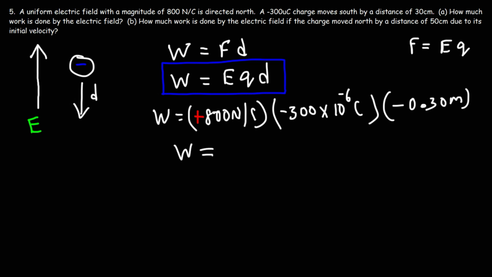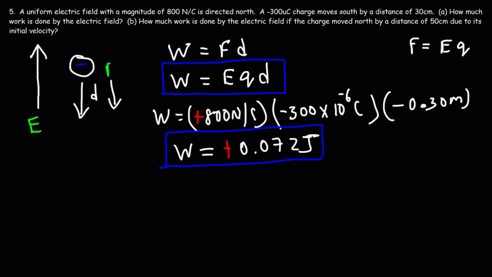So the work done in this example is positive 0.072 joules. And it makes sense why this answer would be positive. The negative charge is going to feel a force that will accelerate it in the opposite direction to the electric field. So because the electric field is directed north, the negative charge is going to feel a force that's going to direct it south. The work done by the electric field is positive because the electric force and the displacement vector are in the same direction.